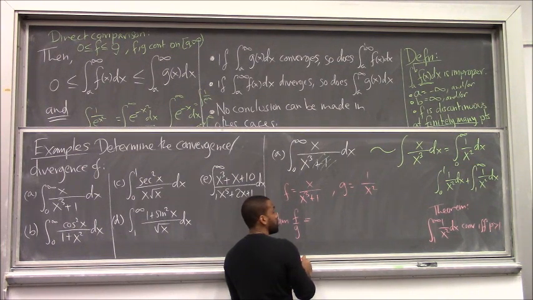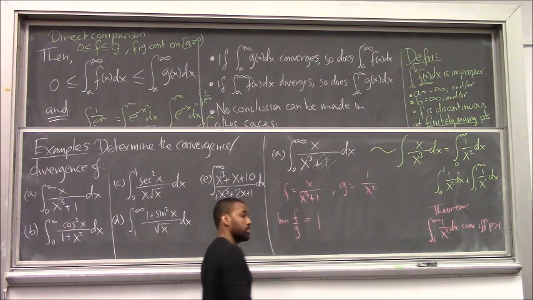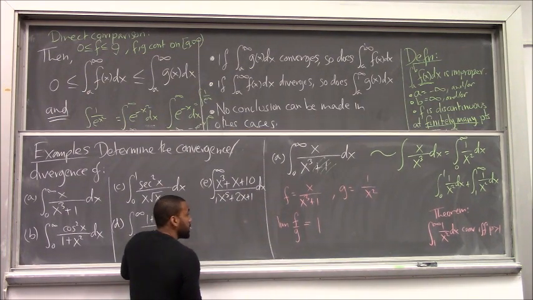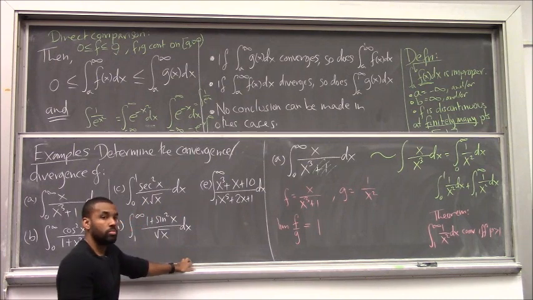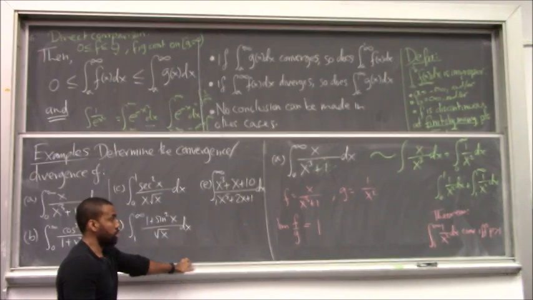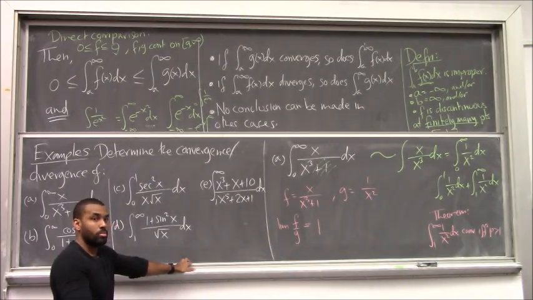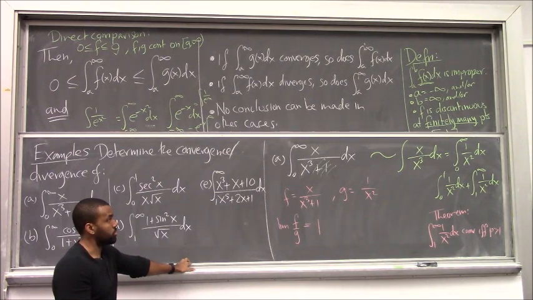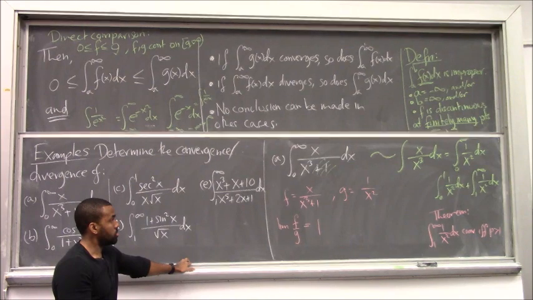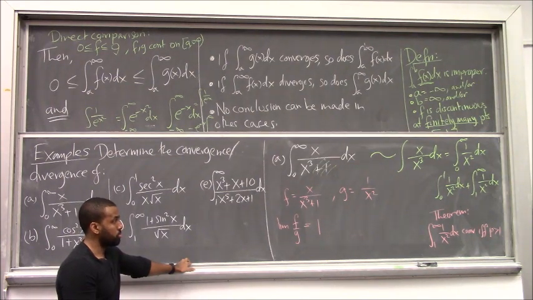The limit is actually 1. Okay, what conclusion can you make? If it's a positive real number, then it converges. If that converges, then the original, what is your conclusion here? Converges to 1, or just converges? What converges? The original integral.